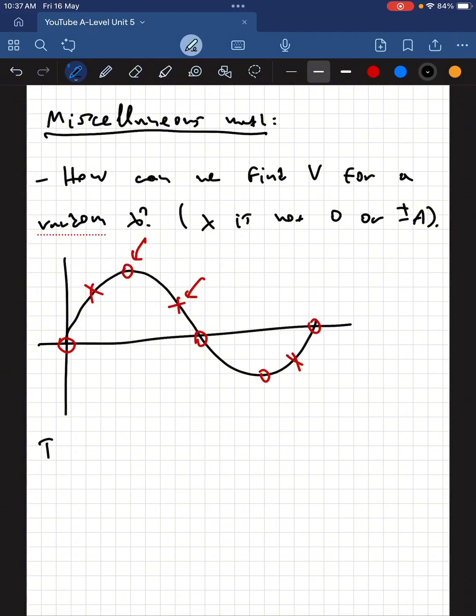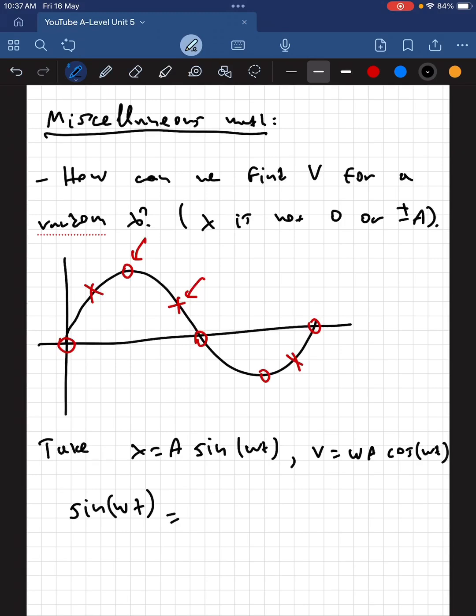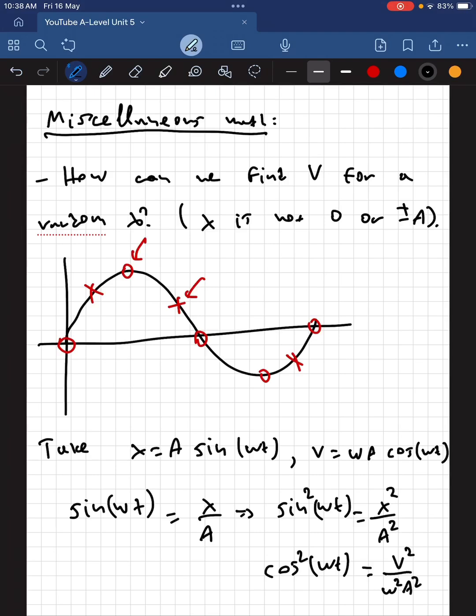So to find that, take x equal to a sine omega t. This demonstration works for any other function, but we're going to use this. And if x is a sine omega t, v is omega a cos omega t. Okay. And let's solve for the sine and the cosine. So sine omega t is x over a. Therefore, sine squared omega t, and you will see why I took the square, is x squared over a squared. And similarly, cos squared omega t is v squared over omega squared a squared.